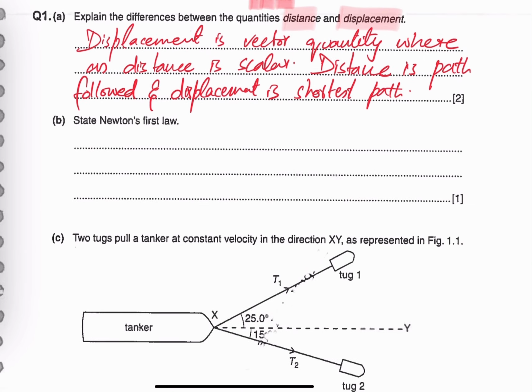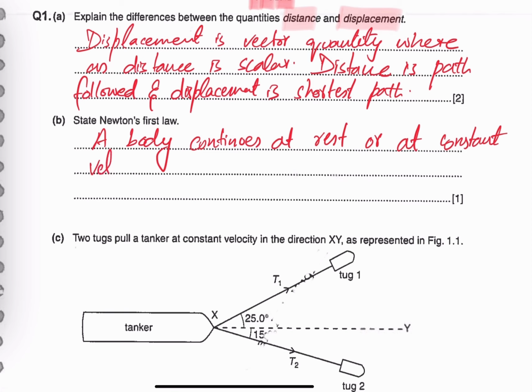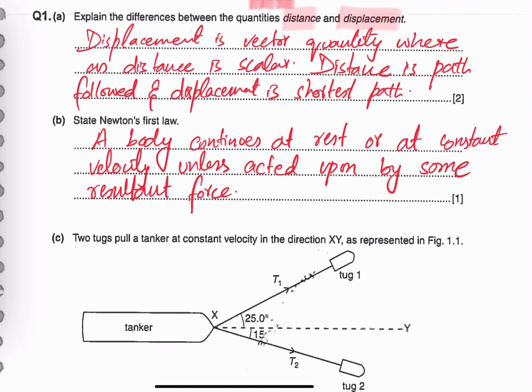State Newton's first law, it's the law of inertia. A body continues at rest or at constant velocity unless acted upon by some resultant force. Okay, this is the law of inertia.